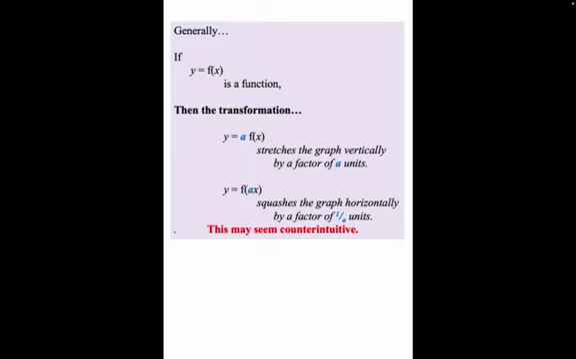Generally, if y equals f of x is a function, then the transformation y equals a times f of x stretches the graph vertically by a factor of a units. The transformation y equals f of (a times x) squashes the graph horizontally by a factor of 1 over a units. This may seem counterintuitive.